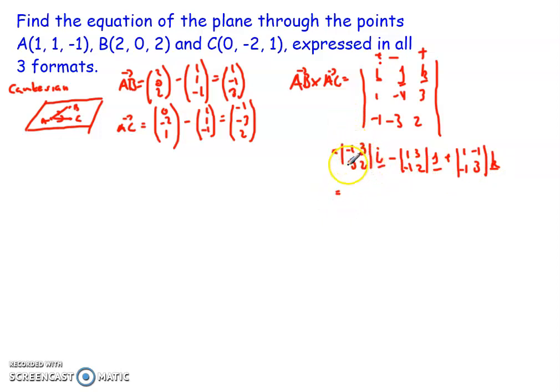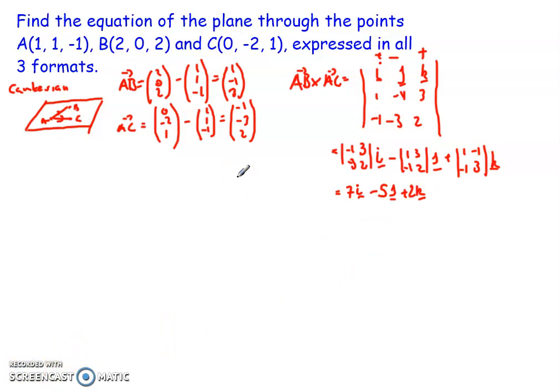So do each of these on its own. So I've got negative 2 minus minus 9, so negative 2 plus 9, so that's going to give me 7i. I've then got 2 minus minus 3, so 2 plus 3, which is 5. So it's then going to be minus 5j. I've then got 3 minus 1, so that's then going to give me plus 2k.